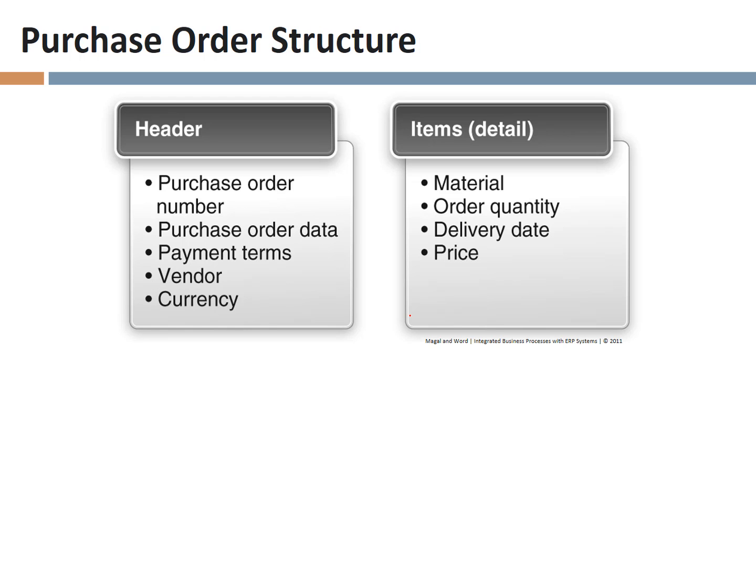Similarly, the purchase order has two different sections to it. The header section, we have a number for the purchase order. We have the payment terms. What's the term that we used for payment terms previously?